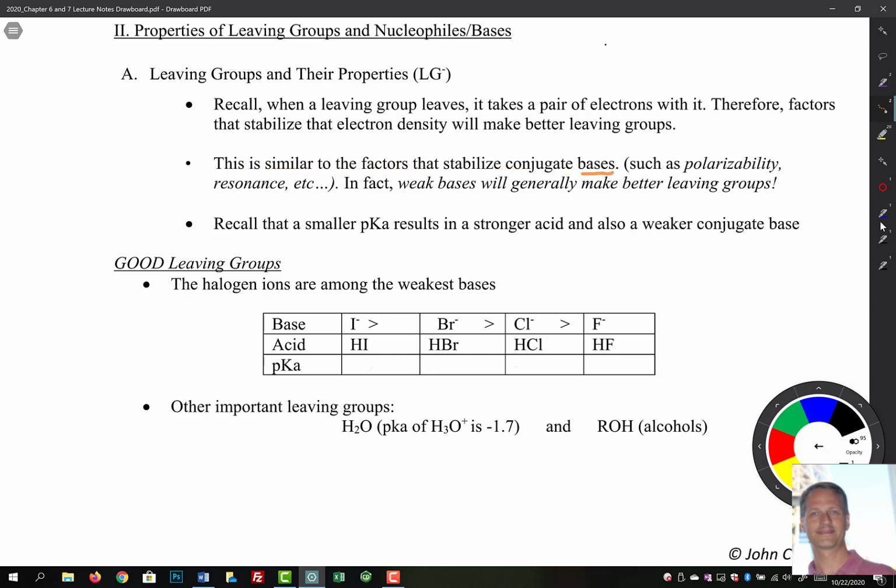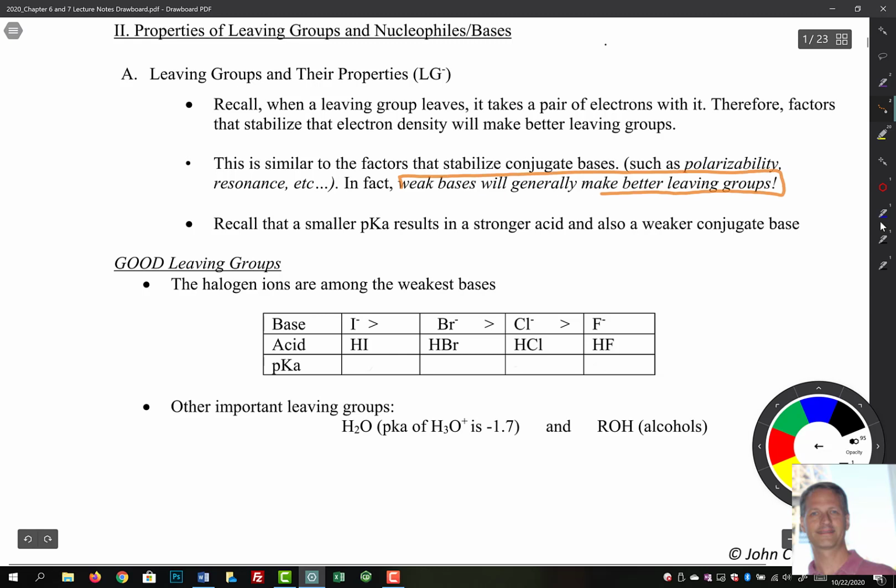So a strong acid is strong because its conjugate base is stable. Some of those factors that make those conjugate bases stable were things such as polarizability, resonance, and so forth. We talked about a lot of those in one of our previous lectures. So in general, by the way, weak bases will generally make better leaving groups.